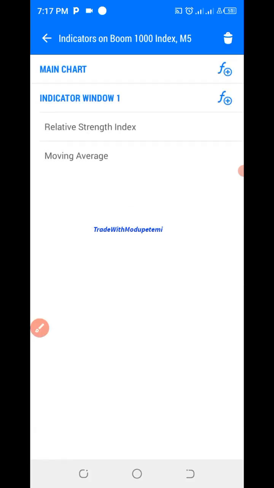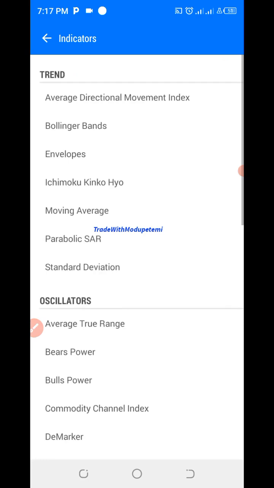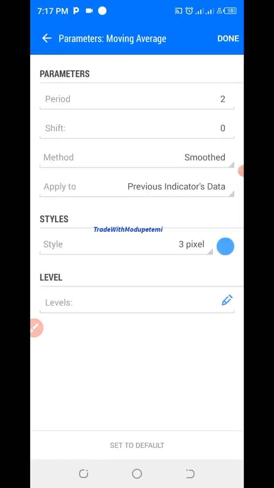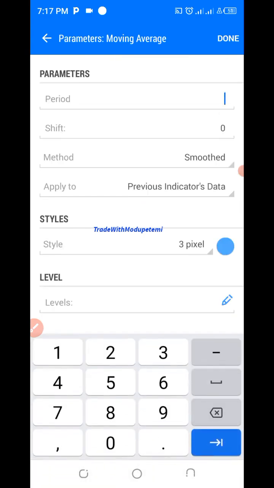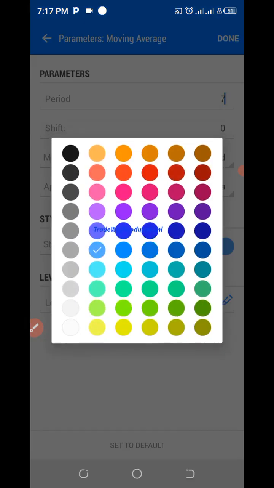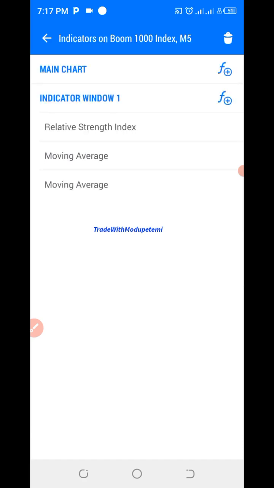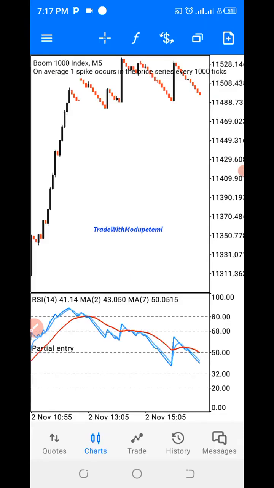The final indicator we're going to use is our moving average, but this time the period is going to change. We click on this moving average. Now we are using period 7, and I will change the color to red. Apply to previous indicator data. Take note of that. Once you are done, you click on done. Finally, this is what we are going to have on our chart.